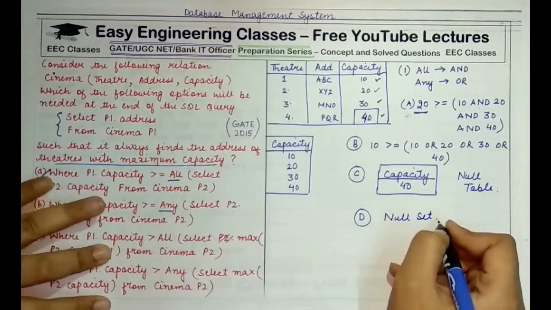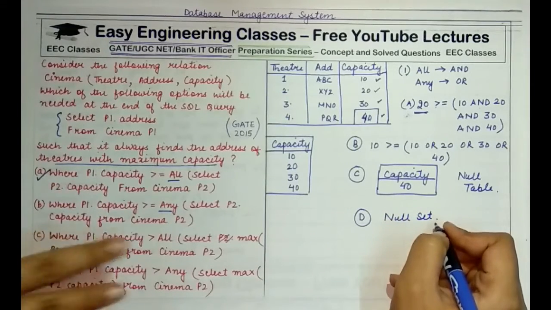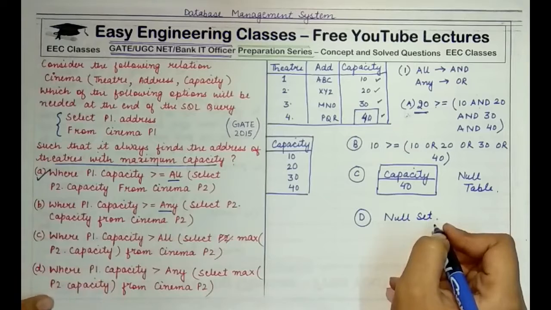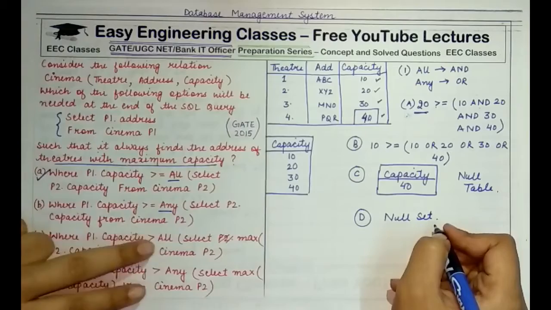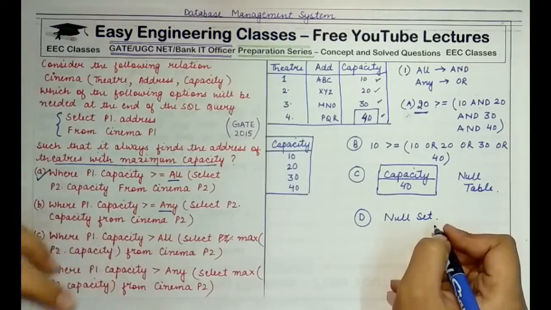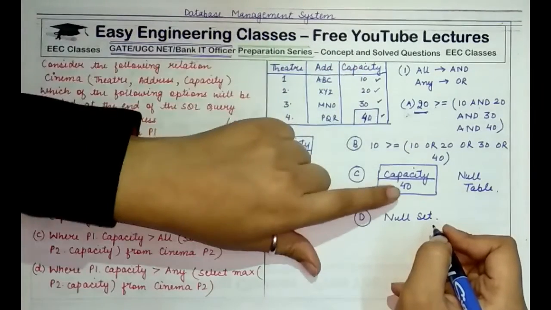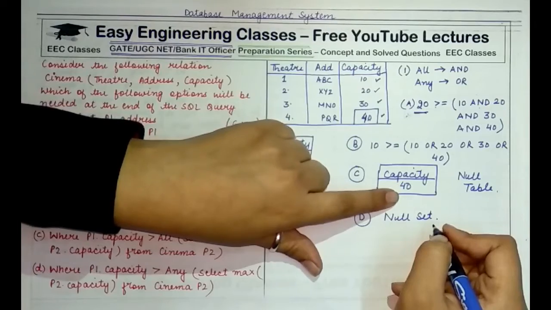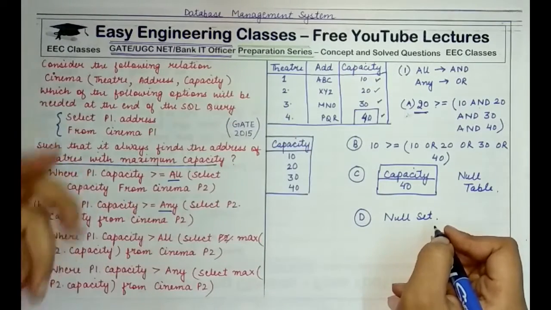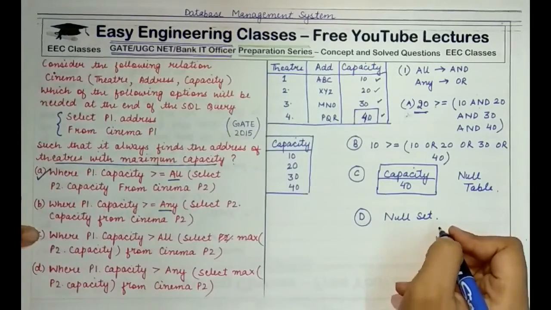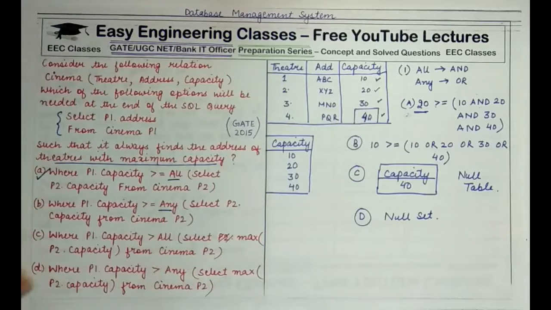So in case of max operator being used, all and any do not make much difference, because the condition holds false for all these values present here. No value among these is greater than the value present here, and since there is a single value, all and any do not play much difference. So that is the question that we discussed today, and the answer for this question is definitely part A.